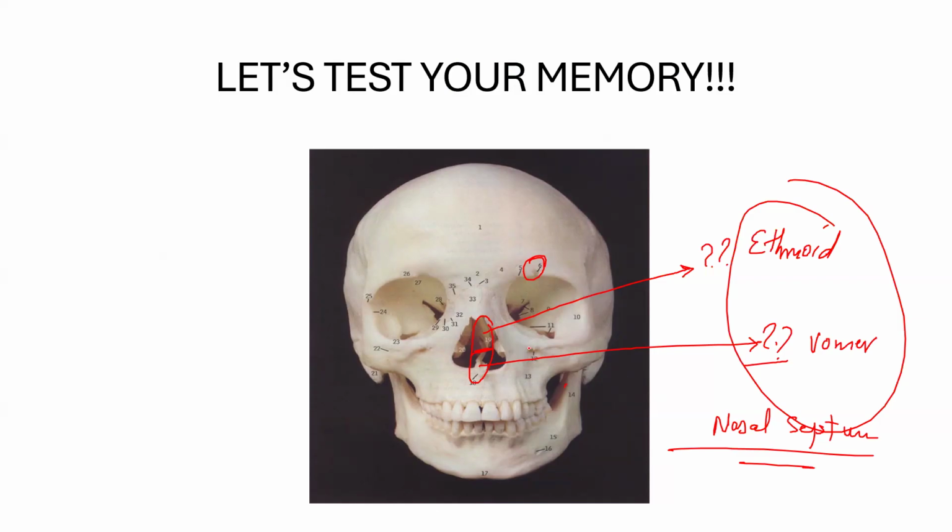Supraorbital. This foramen. Infraorbital. This foramen. Mental foramen. Okay. This fissure. Superior orbital. This one. Inferior orbital. Very good. Okay. Can you tell me suture here? Which suture? Frontozygomatic. Very nice.